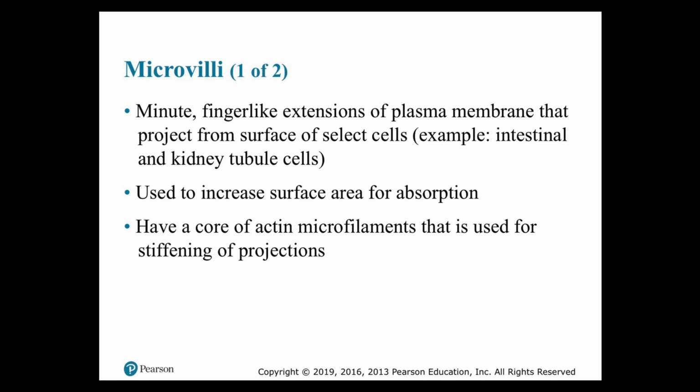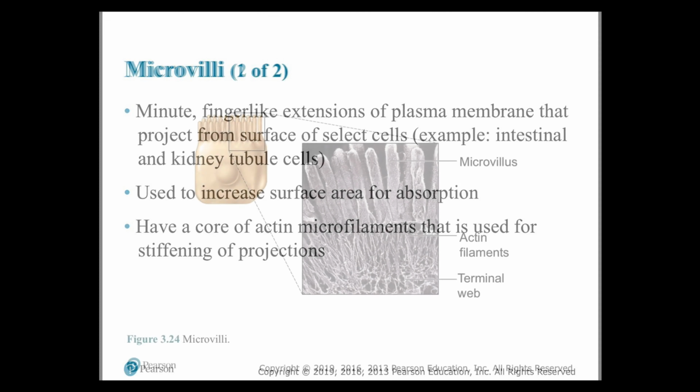Microvilli. Okay, so these are minute finger-like extensions of the plasma membrane that project from the surface of select cells, for example, the intestinal cells that I've shown you a picture of before, and also kidney tubule cells. Certain kidney tubule cells will have microvilli, which we'll cover next semester. And the purpose is to increase the surface area for absorption. So they have a core of actin microfilaments that is used for the stiffening of projections.